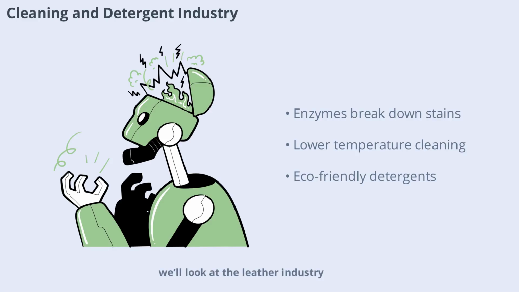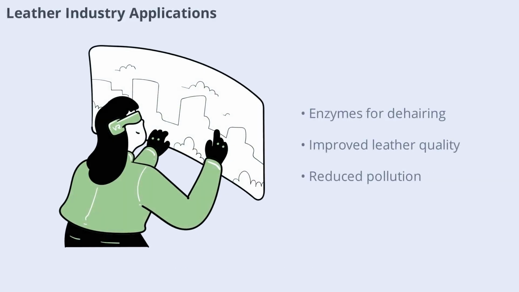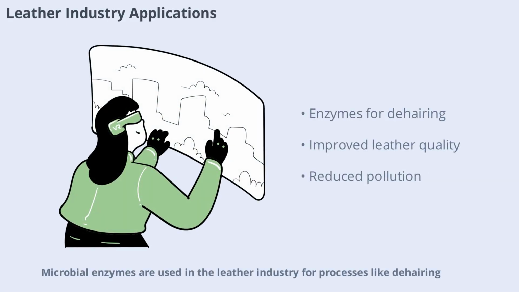Next, we'll look at the leather industry. Microbial enzymes are used in the leather industry for processes like dehairing, bating, and softening hides. These enzyme-based methods are more sustainable and less polluting than traditional chemical treatments. Microbiology helps improve leather quality and reduce environmental impact. The adoption of microbial processes is transforming the leather industry toward greener practices.